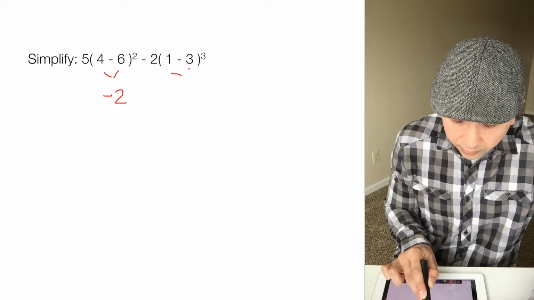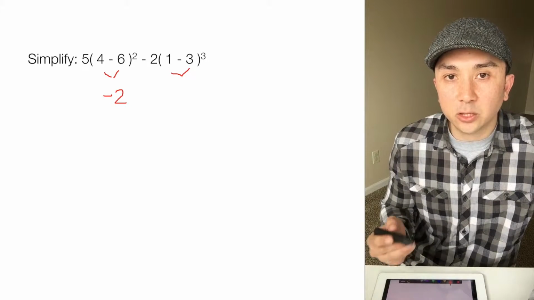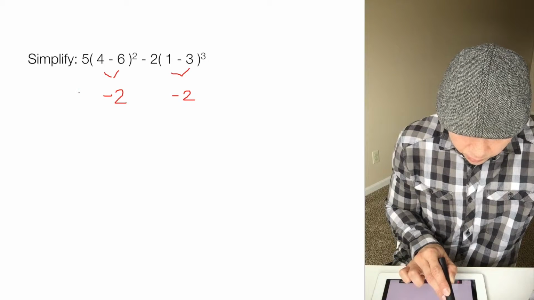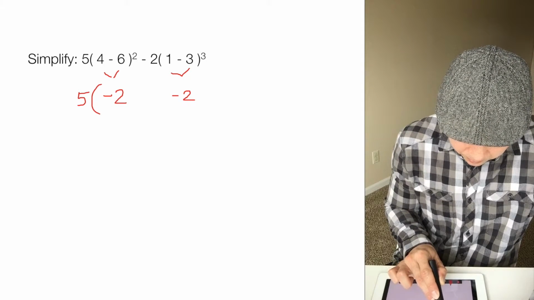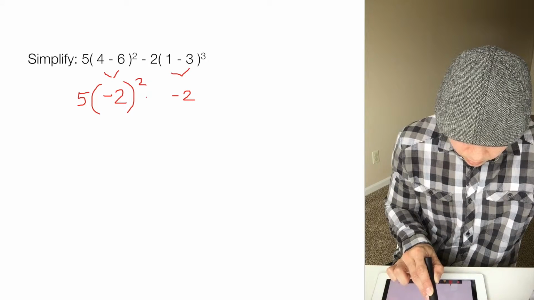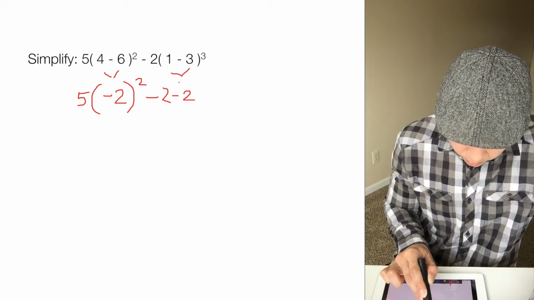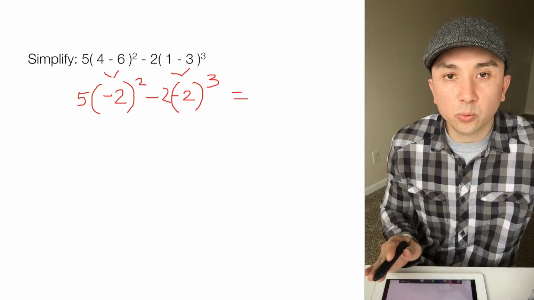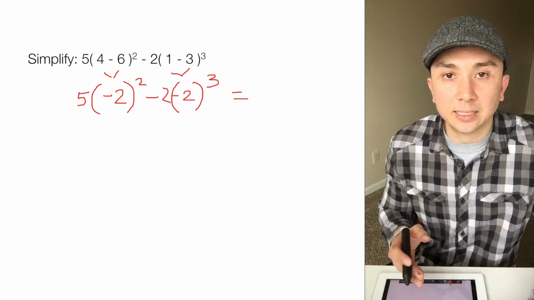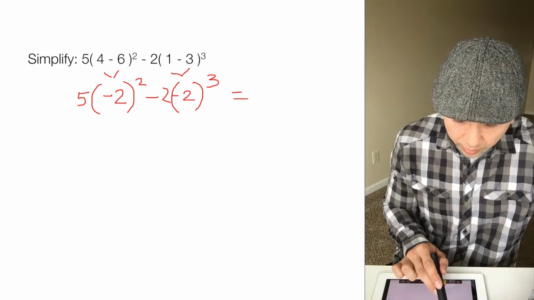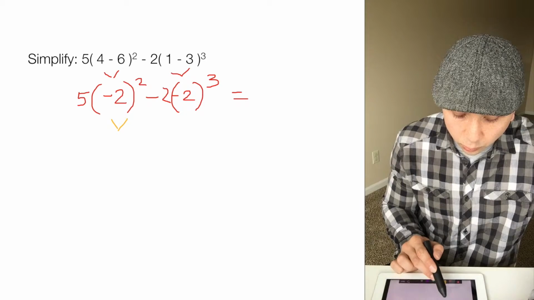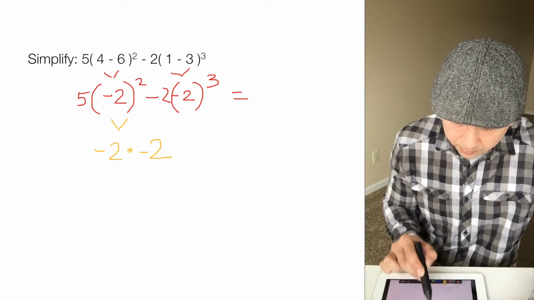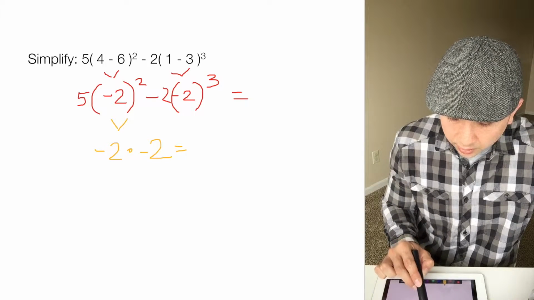And then here we have 1 minus 3. So we know 1 minus 3 is negative 2. So now we can rewrite our expression. So now we're going to work with anything that has an exponent. So here we have negative 2 squared. So we know that's negative 2 times negative 2, which gives us positive 4.